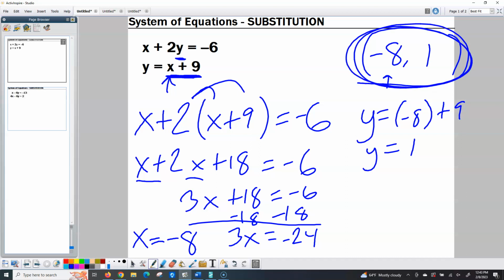I could have plugged it in up top for x right there and got negative 8 and solved it that way. Got the same exact thing. I would have added 8 over and got 2 and then divided by 2 and got 1.